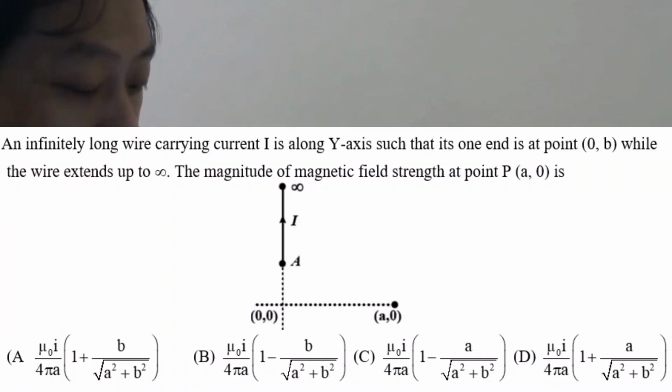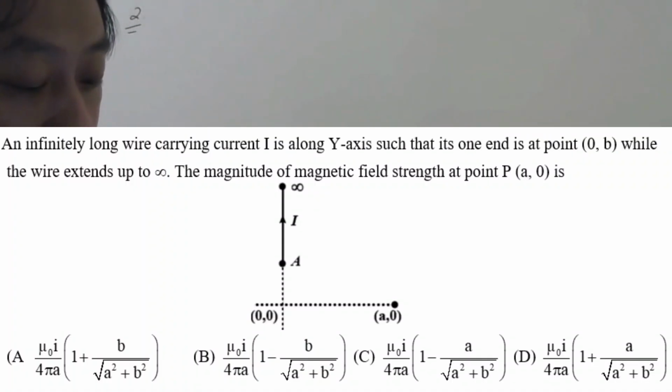So question number 2 is again based on the same concept, magnetic field due to finite wire, but the wire is kept in a different way. An infinitely long wire carrying current I is along y-axis such that one end is at point 0 comma b while the wire extends up to infinity. The magnitude of magnetic field at point P a comma 0.